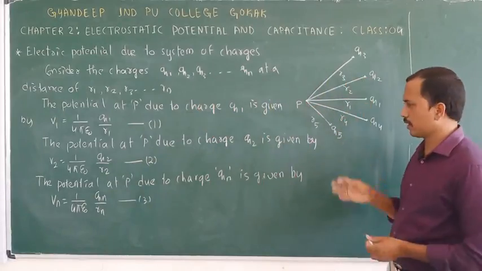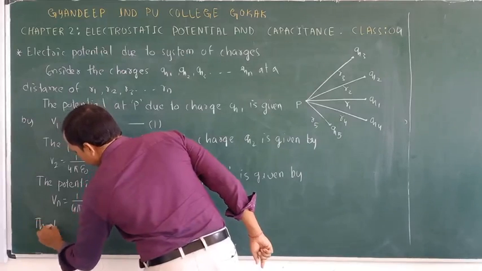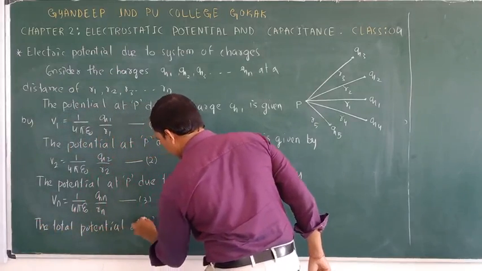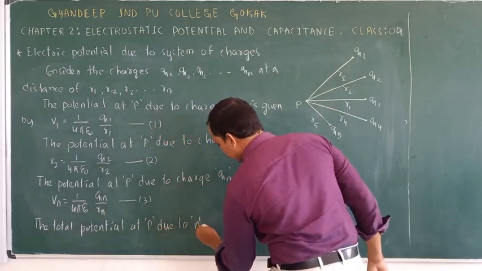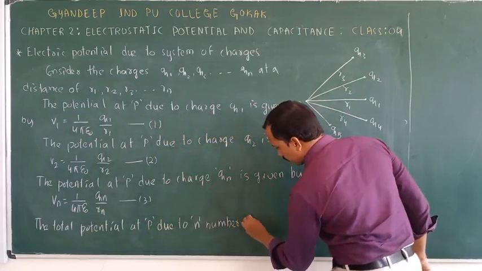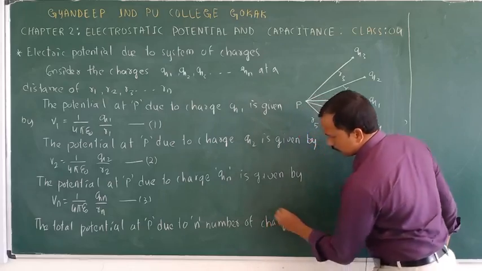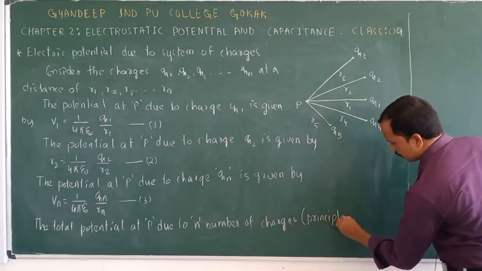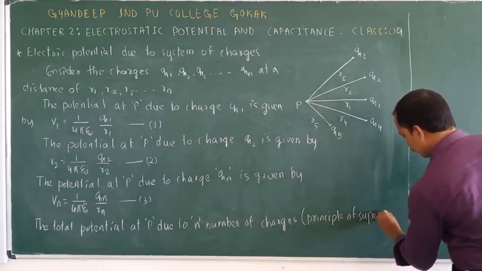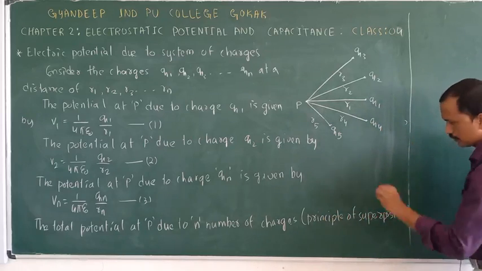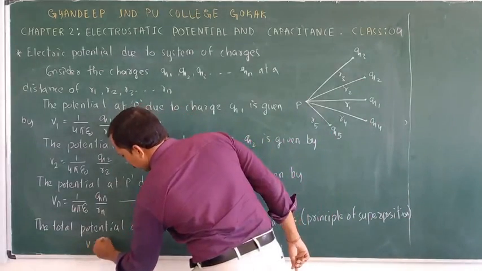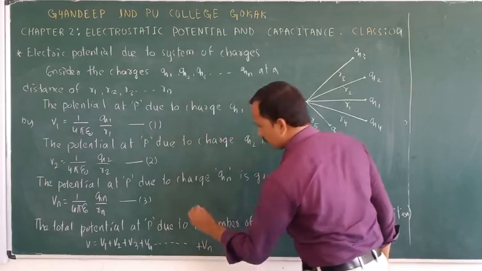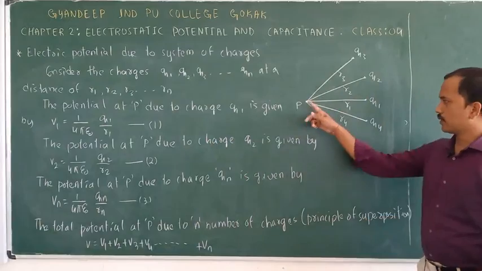Therefore, the total potential at this location due to these charges, the total potential at P due to n number of charges, is according to the principle of superposition. So V is equal to V1 plus V2 plus V3 plus V4 up to plus Vn. This is the value of the total potential at this location due to n number of charges.